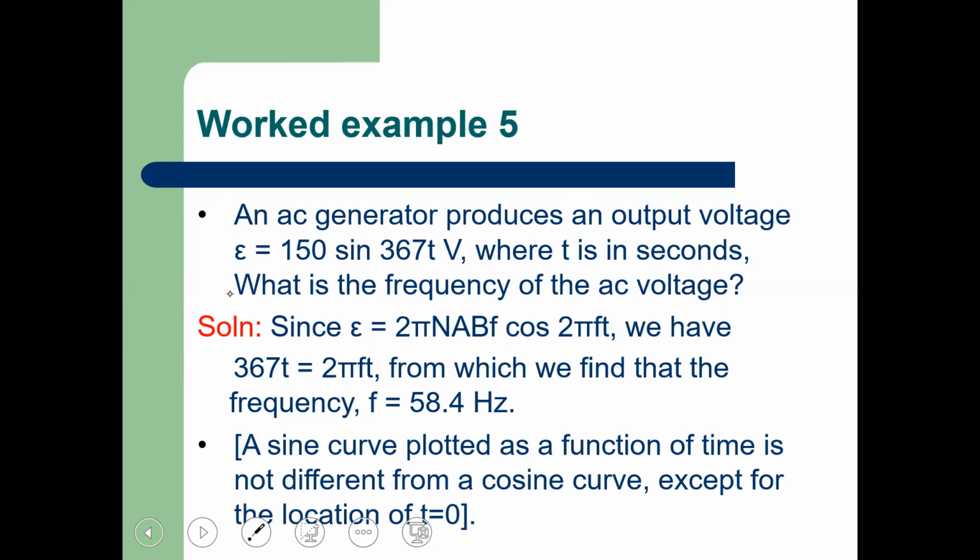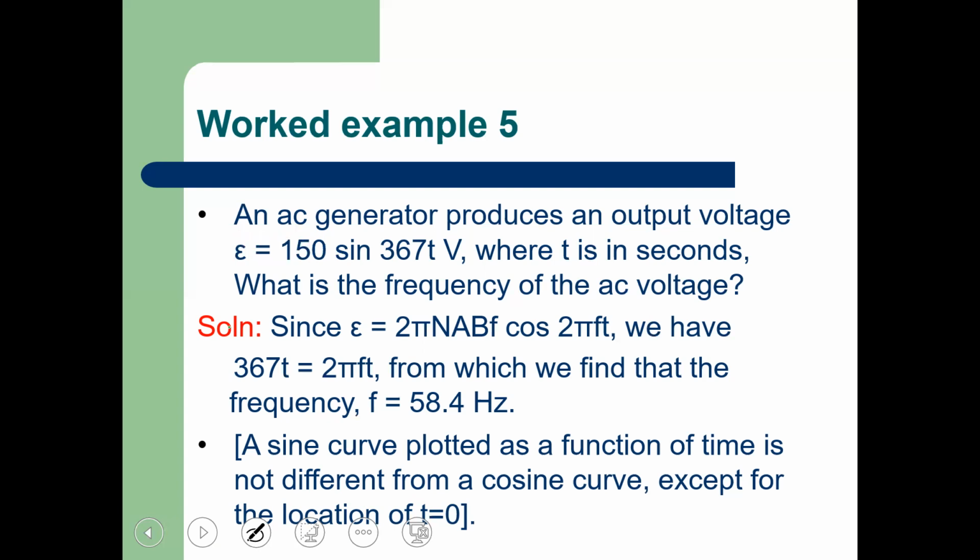This is another worked example. An AC generator produces an output voltage, and this is the voltage: V equals 150 sin(367t) volts, where t is in seconds. What is the frequency of the AC voltage? So we have solution and hints that you may go through if you like.